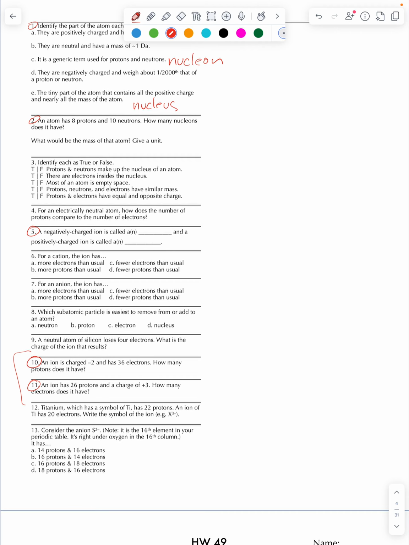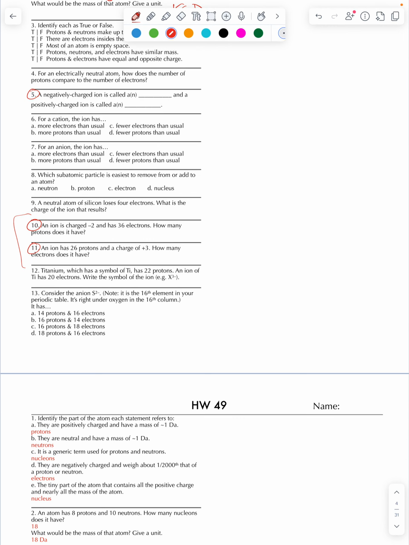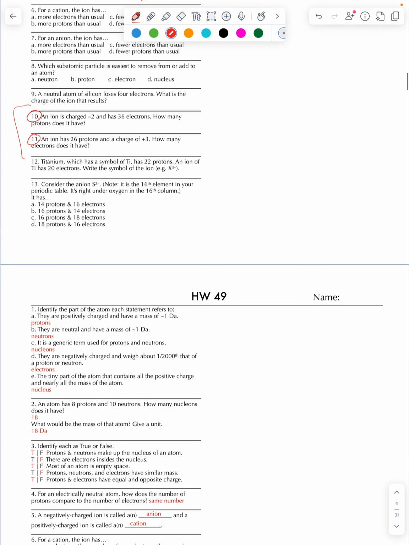Do know these terms. Again, I don't think I'm going to ask a separate question about cations and anions, but it might come up in the context of a bigger problem. So a negatively charged ion is called an anion, and a positively charged ion is called a cation. And then I highlighted these. Again, go over all the questions when you're studying, but I'm just going to highlight some of these.